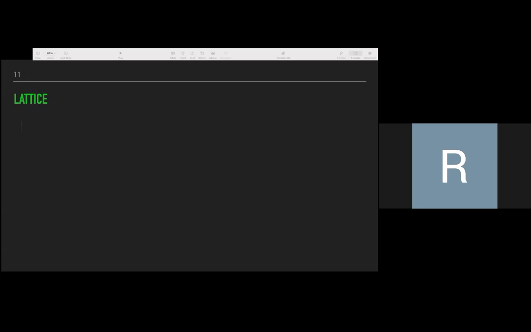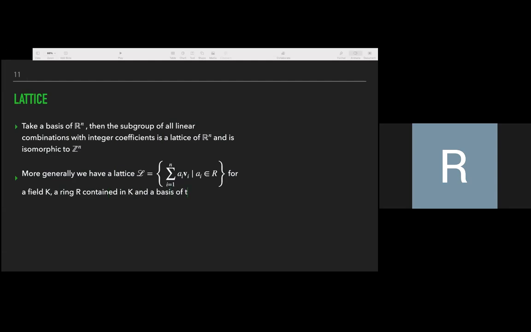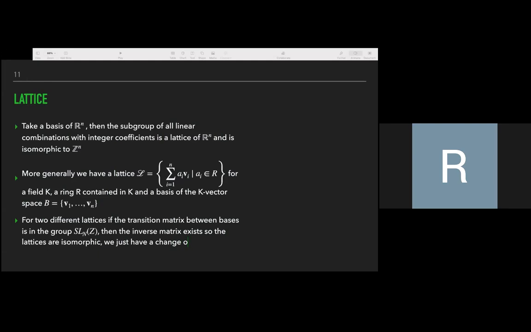So I quickly want to touch upon what a lattice is, because that's what we're playing with, since the vectors that we're outputting are always integers. I mean, we're solving for integers. And a lattice is, for a basis of R^n, the subgroup of the linear combinations with integer coefficients, and this is isomorphic to Z^n. If this doesn't make sense, it's actually pretty easy to visualize a lattice. I have some pictures coming up.